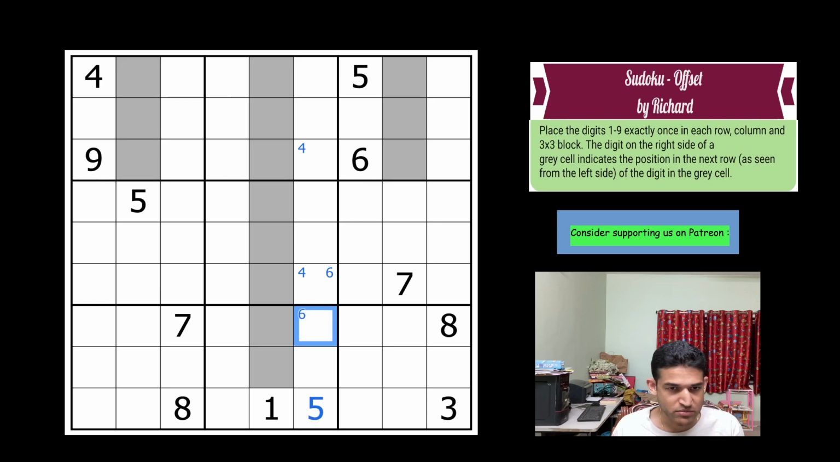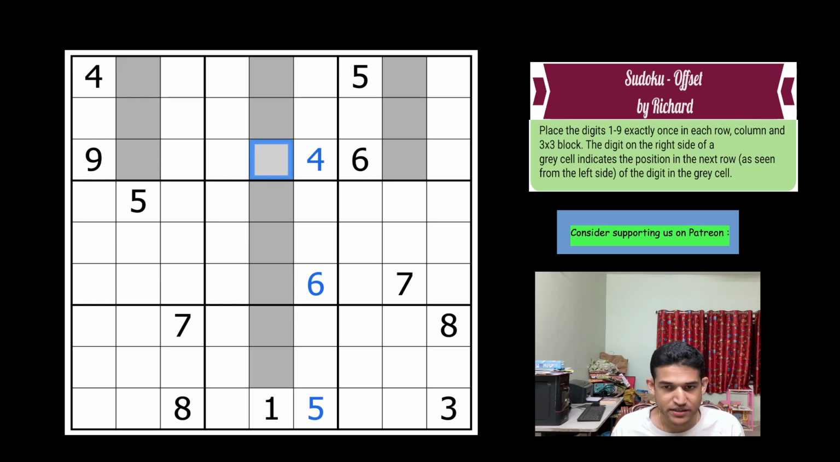And 6 is not possible here, and 6 is not possible here. So the only cell left for 6 in column 6 is row 6, column 6. So this will be a 6 and this will be a 4, right? What a wonderful deduction to start off the Sudoku, right? Fixing the 4, 5, 6 in column 6. Excellent.